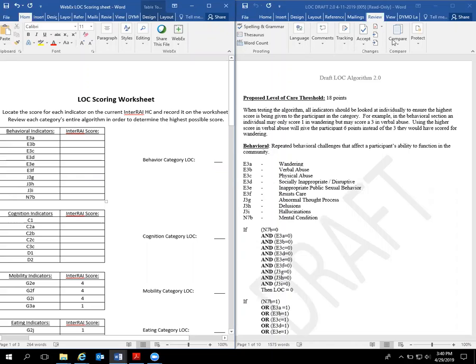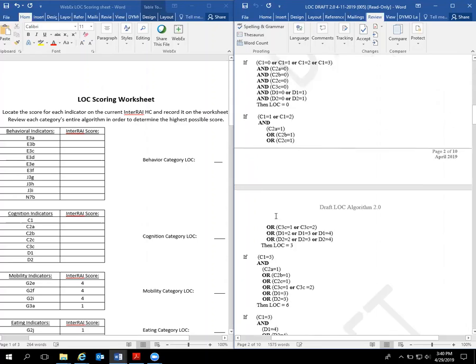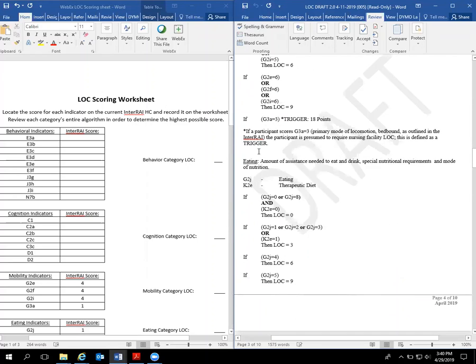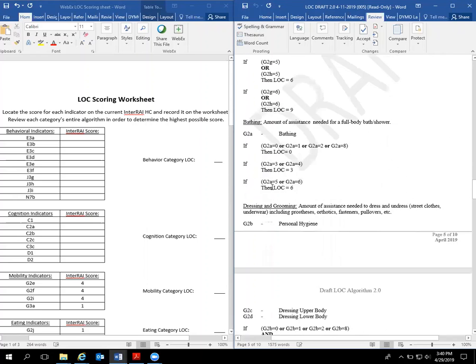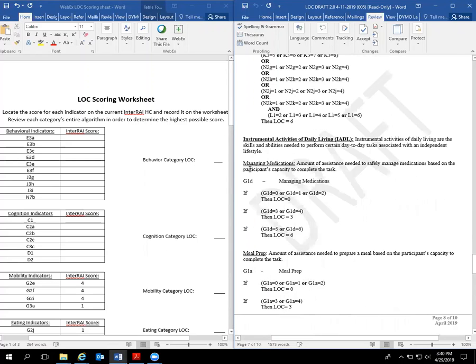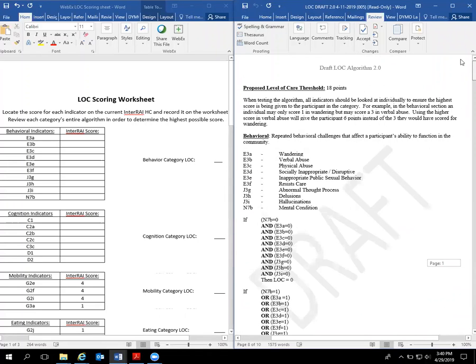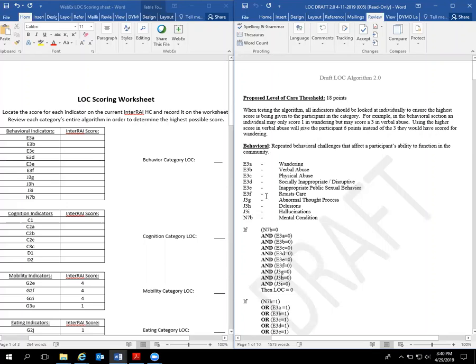The first is the algorithm, and I'm going to go a lot more in depth with the algorithm in a few minutes, but essentially this is our scoring mechanism for level of care, and it is broken down into the categories that we are proposing to look at when determining level of care. So those categories are behavior, cognition, mobility, eating, toileting, bathing, dressing and grooming, rehab, treatments, med management, meal prep, and safety. And you can see that each of these categories is further broken down into these indicators.